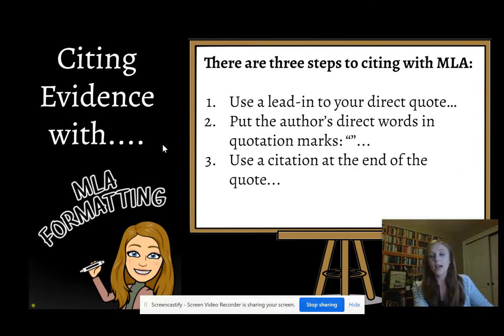There are 3 steps to citing evidence with MLA, and I am going to go over each of these steps in detail in the next few slides. But you have to use a lead-in to your direct quote. You have to put the author's direct words in quotation marks. You have to use a citation at the end of the quote. So those are the 3 steps that every time you cite textual evidence in your writing, you want to make sure you have those 3 steps or 3 parts.